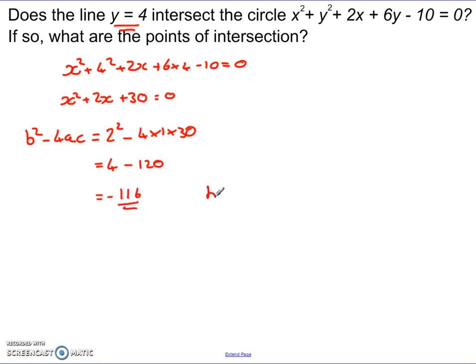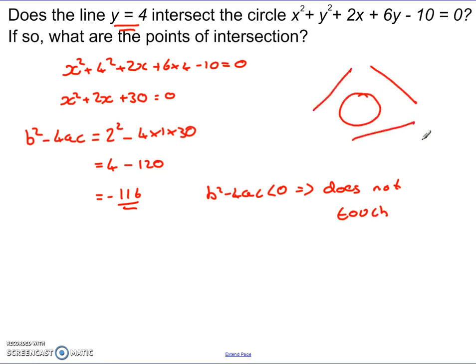So the discriminant, b squared minus 4ac, is less than 0, which means there's no roots to the quadratic, so it doesn't touch at all. So it doesn't touch the circle at any point. So it's the scenario where if we plotted it, we'd have the circle, and the line would be some sort of a generic line out there.